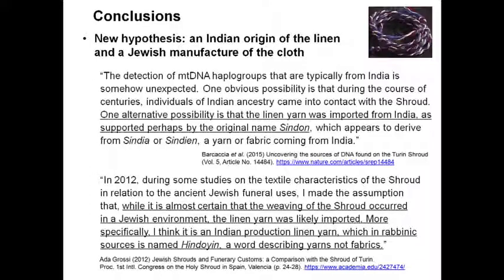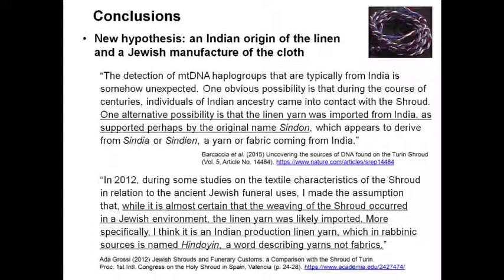In our paper 2 years ago, we wrote that the detection of mitochondrial haplogroups that are typical from India is somehow unexpected. One obvious possibility is that during the course of centuries, individuals of Indian ancestry came into contact with the Shroud. But one alternative possibility is that the linen yarn was imported from India, as supported perhaps by the original name Sindon, which appears to derive from Sindhya or Sindhian, a yarn or fabric coming from India. That was our comment and conclusion.